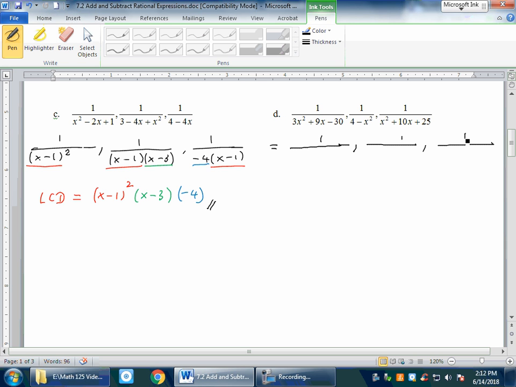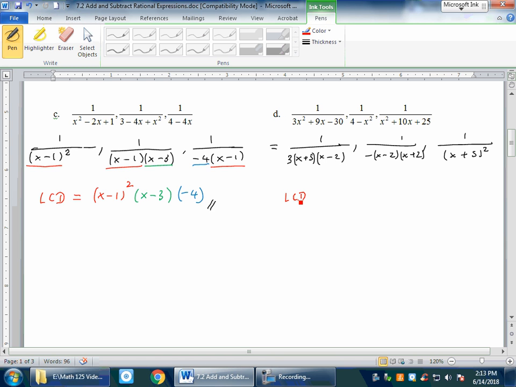So the first factor will be 3 and x. So that will be x plus 5 and then x minus 2. And this will be negative, x minus 2 and then x plus 2. And this will be x plus 5 squared. So finally, my least common denominator, going back to each factor.